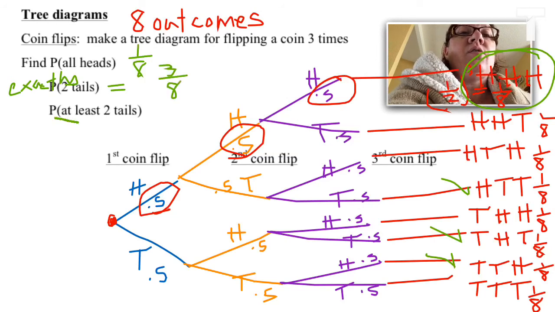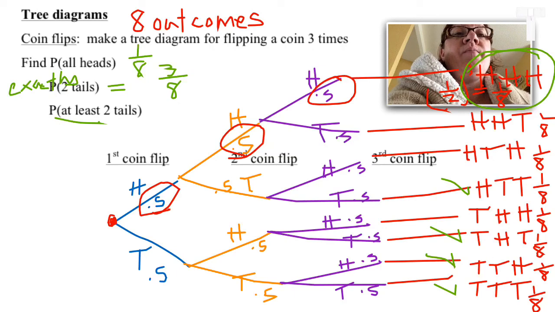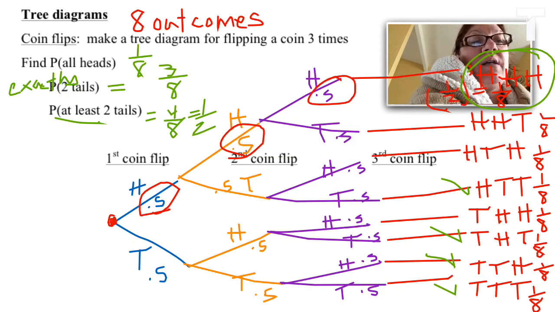Versus at least 2 means I could have 2 or more, and so therefore I would count the last one, which would be 4/8 or 1/2. So tree diagrams make it very easy to see what's going on with the entire sample space.